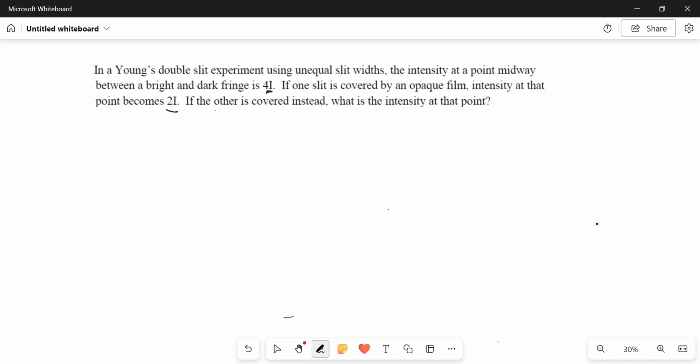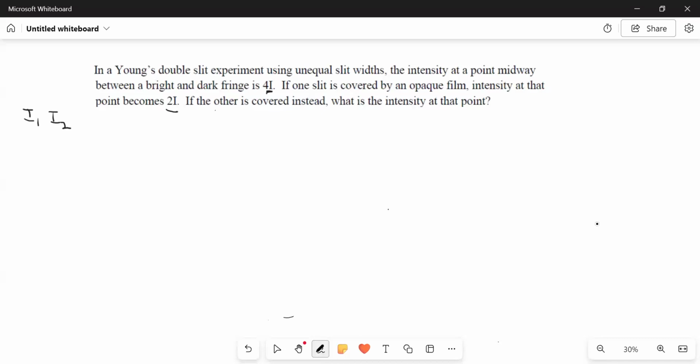So in a Young's double slit experiment, if the two slits have intensities, suppose I1 and I2, the widths are different, so the intensities are different. Now, at a midpoint between a bright and dark fringe, the intensity is 4I.